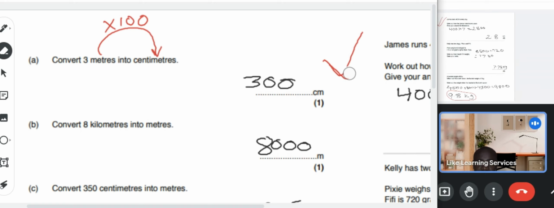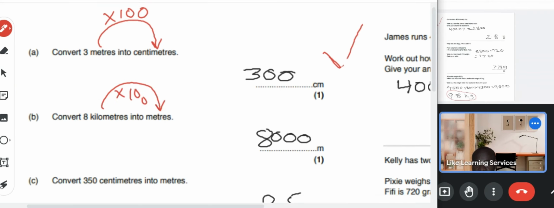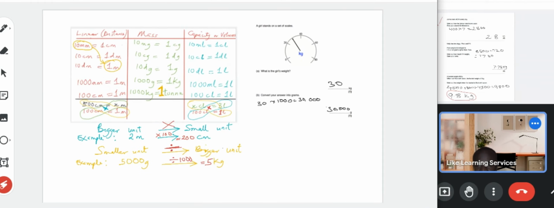Okay, the next one, convert 8 kilometers into meters. That's also bigger unit to smaller unit. You also multiply by 1,000 because I know why you did that. Because kilometer to meter is 1,000 meters that make a kilometer. So mark. 1,000 meters make 1 kilometer.